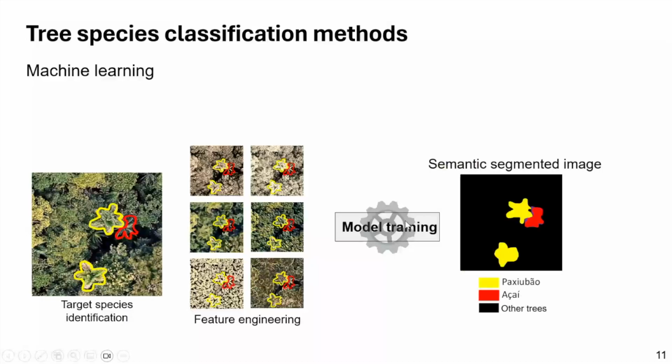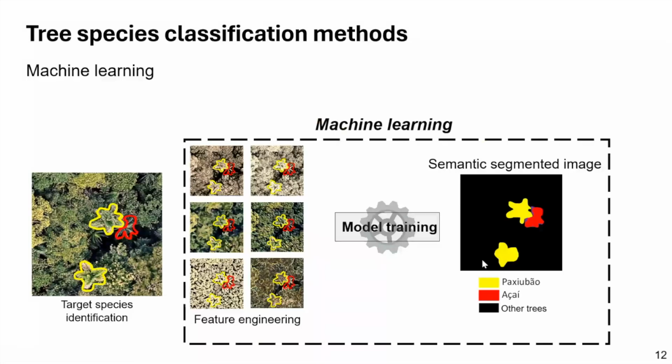And in the end, we would like to produce a semantic segmented image in which all pixels of the image are classified according to a given class of interest. And this process we refer to as machine learning. It involves feature engineering, training a classification model, and performing semantic segmentation using the classification rules that were learned using this model. Each of these steps is very complex.